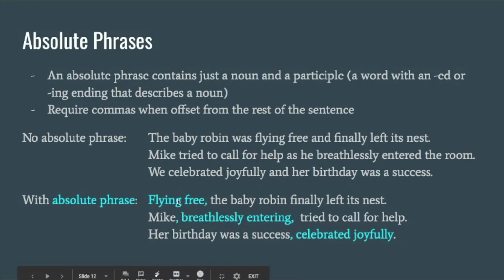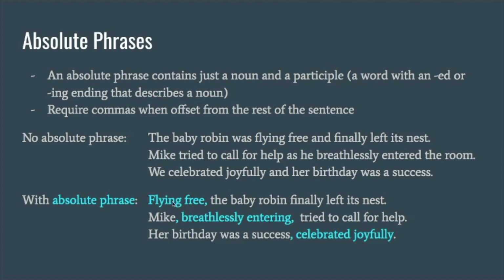So notice that the difference between these two versions of pretty much the same sentence is that you take this absolute phrase of flying free, make it its own phrase, and start the sentence with flying free. So this way, the emphasis of this sentence is about the freedom of the moment, flying free, instead of starting with the baby robin. Really, it's saying the same thing. A robin flies free and leaves its nest, but with this absolute phrase as the starter, the sentence just sounds and seems better. It's more emphatic. It really puts the emphasis on what you're trying to say.